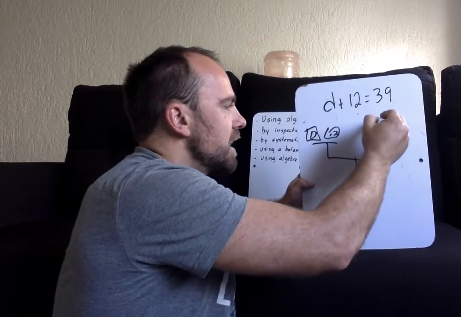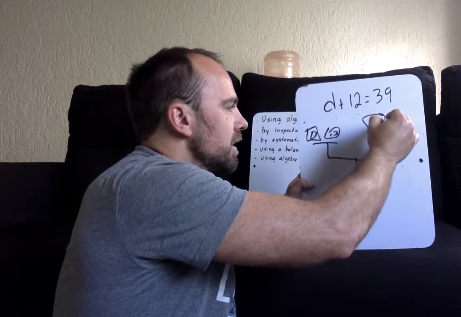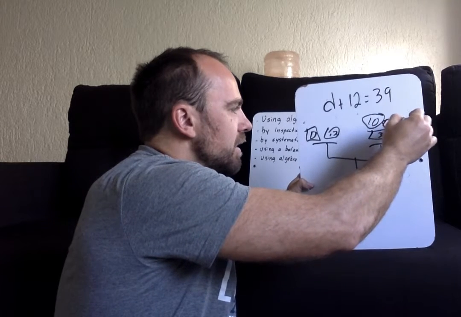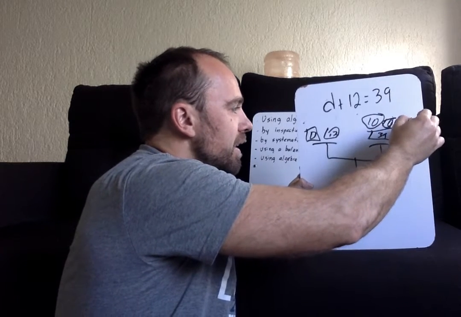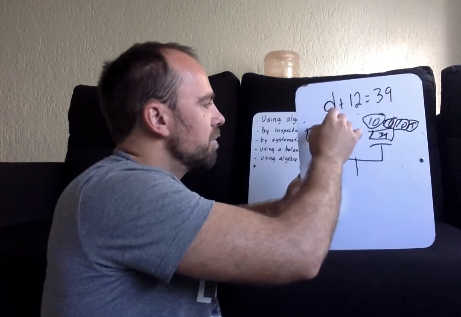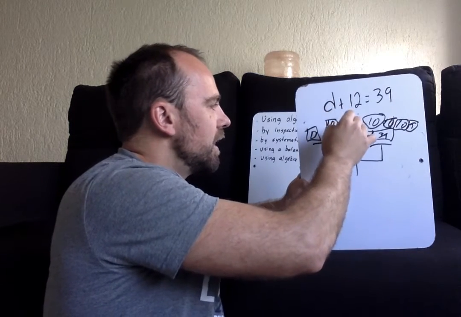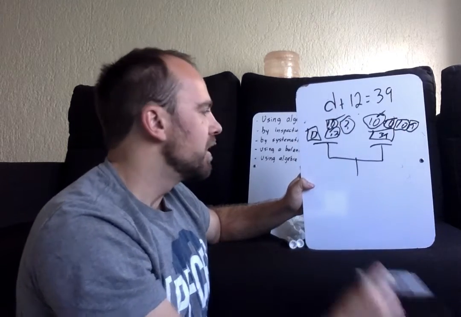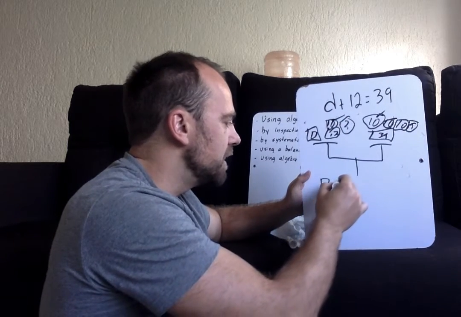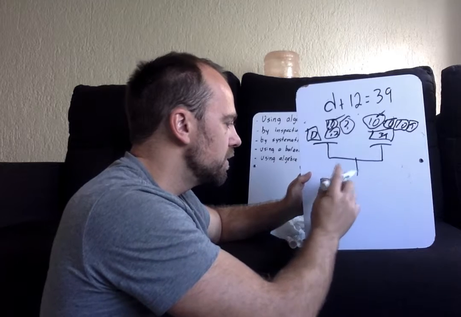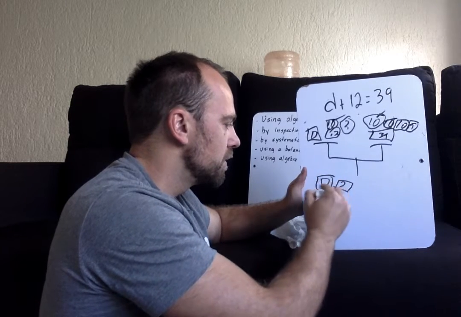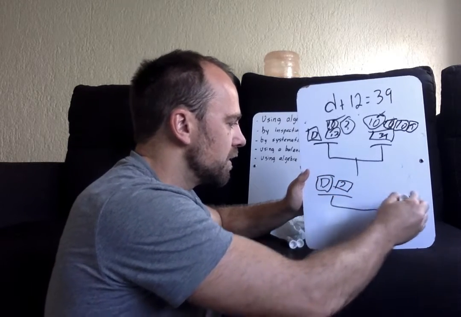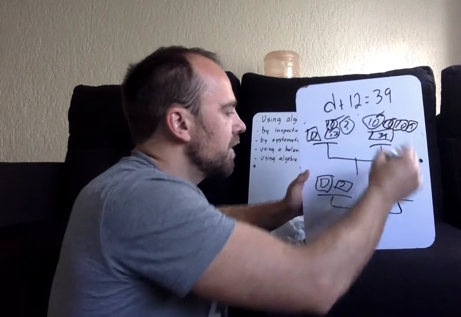I can say that this is 10s, 10, 10. That gives me my 30, and then 9. Okay? So, I can break this down into a 10 and a 2. I can remove a 10 from each side. So my new balance scale is going to be D and 2 on one side. My other side, I'm going to have 29 now.